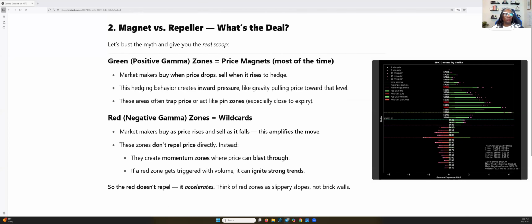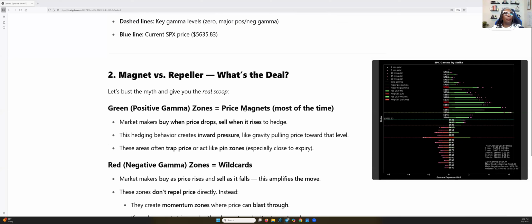Let's bust the myth. The green, or positive gamma, are price magnets most of the time. Market makers buy when the price drops and sell when it rises. This hedging behavior creates inward pressure like gravity, pulling price towards the level. These areas often trap the price and act like a pin zone, especially close to expiration. So these are like traps and pins.